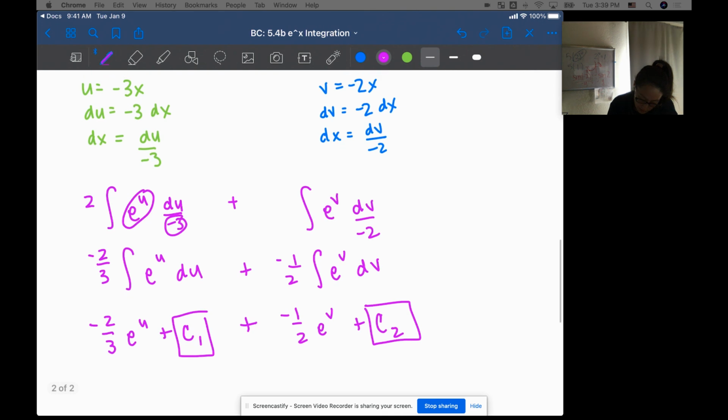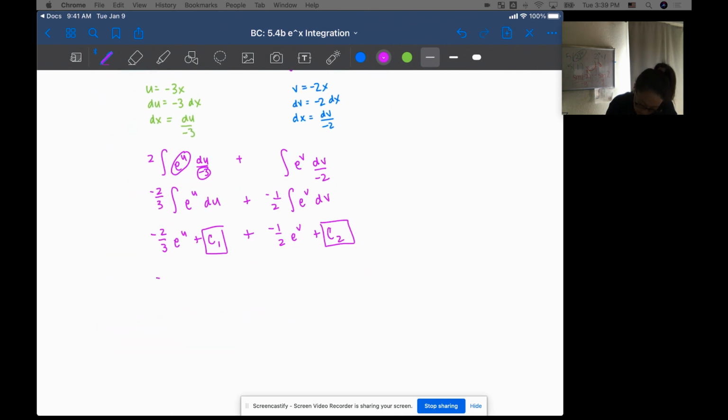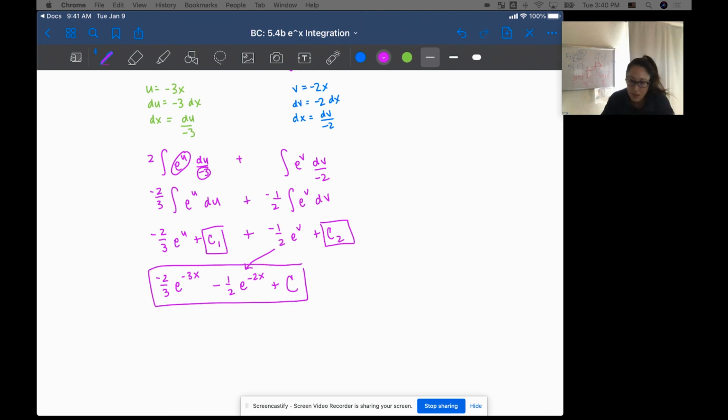Okay. And then at the same time, let's replace the u and the v. So I get negative 2 over 3 e to the negative 3x minus 1/2 e to the negative 2x plus my c1 and c2 made into one solid c. Okay. If you want to write c3, that's okay too. All right, I'm checking my work really quick, and that's it. We're done with these.